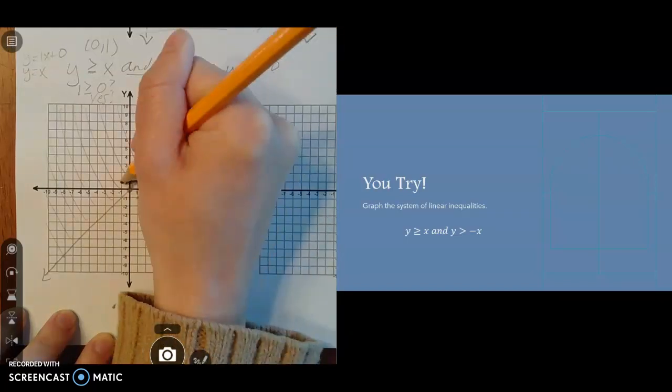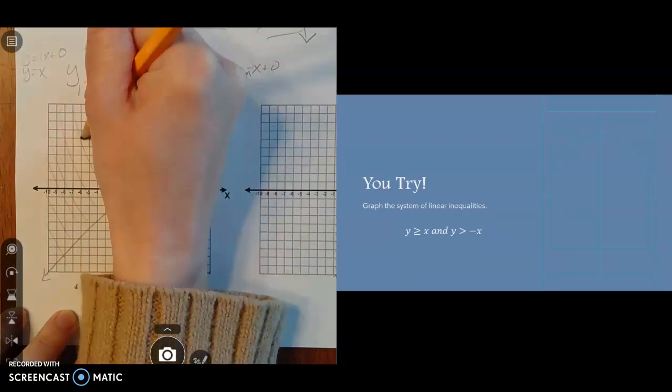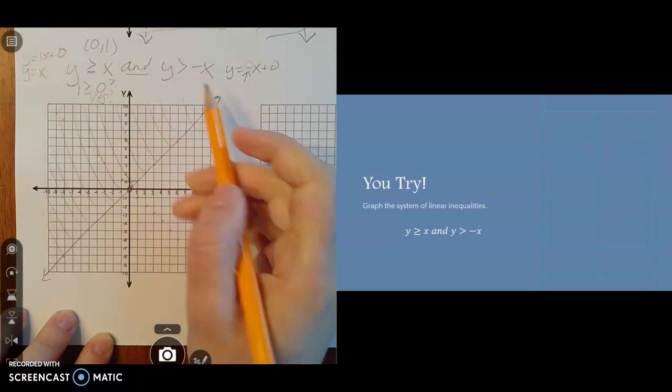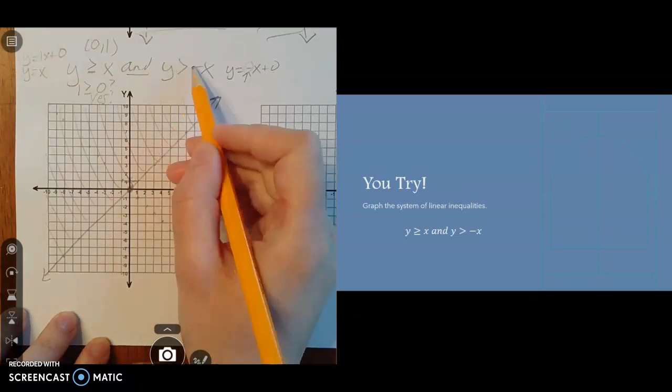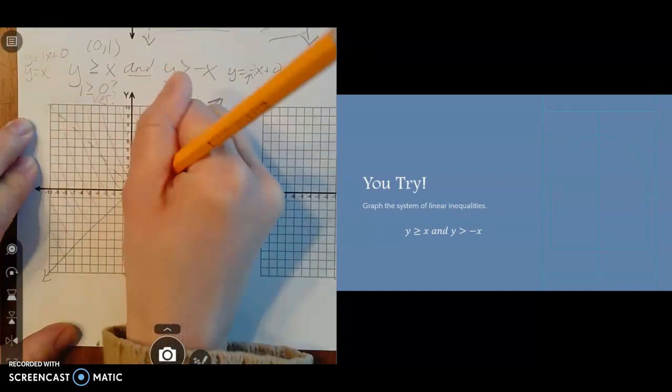Or you can go up 1, left 1, up 1, left 1. You can go down and right, or you can go up and left. And then this one is going to get connected with a dashed line because it's just greater than. So I'm going to connect all my dots with a nice dashed line.